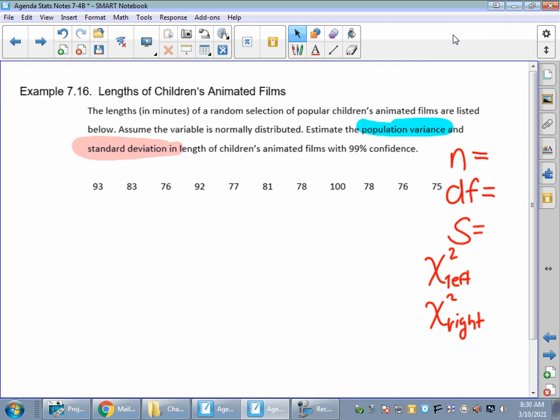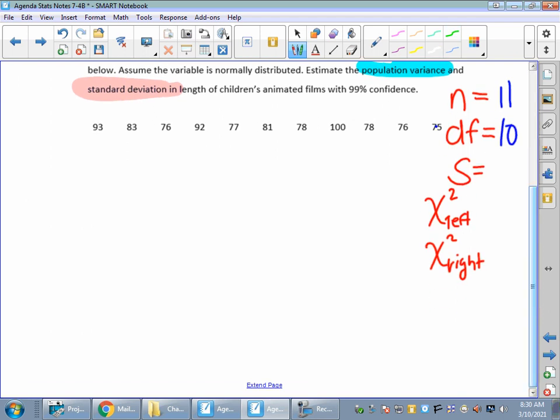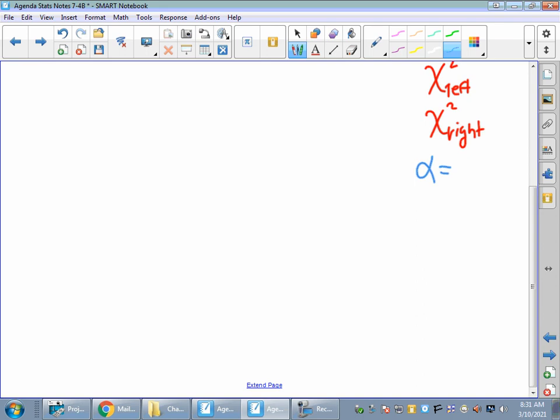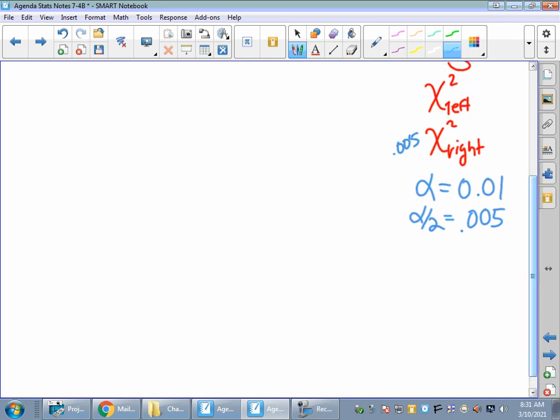Well, the n is easy. How many pieces of data do I have here? 1, 2, 3, 4, 5, 6, 7, 8, 9, 10, 11. So I'm going to use degree of freedom 10. I need that when I find my chi-square value. Chi-square left and right, 99% confident means that alpha is equal to 1% or 0.01. And then alpha over 2 would be 0.005. So I'd look up my chi-square right with 0.005. I'd look up my chi-square left with 1 minus that, so 0.995. We got all that part, right?